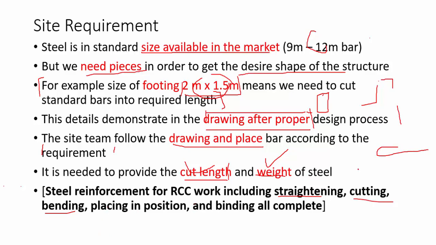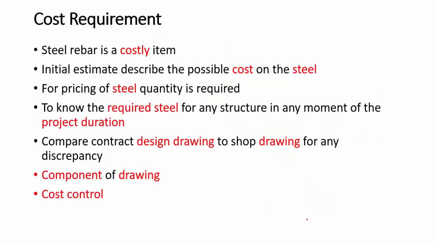Placing in position means, like in the case of a beam, we need to place one steel bar here, one steel bar here, one here, one here. Okay, then you need to place a stirrup over here. So this is basically called placing in position and binding all complete. Then we need to bind it with binding wire, and our structure is completed. So next we will move to cost requirement.